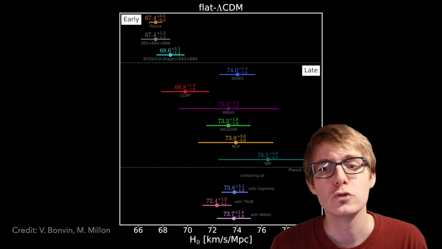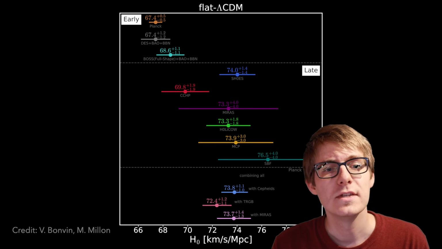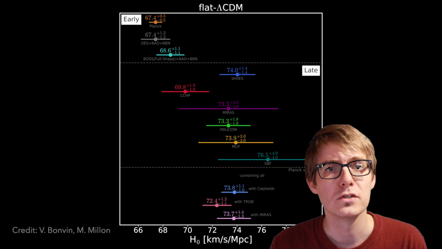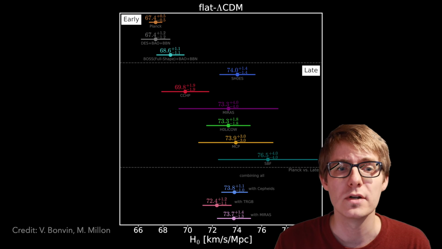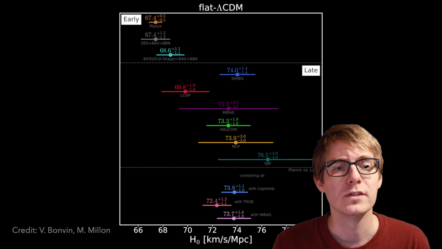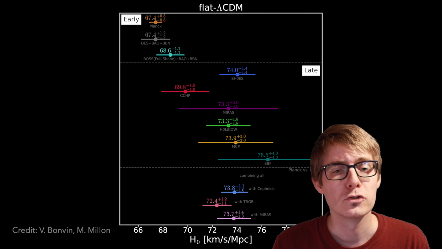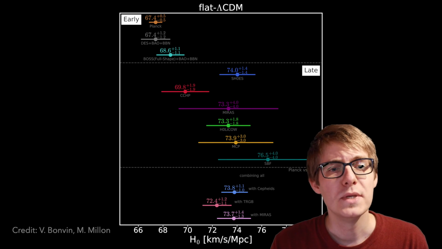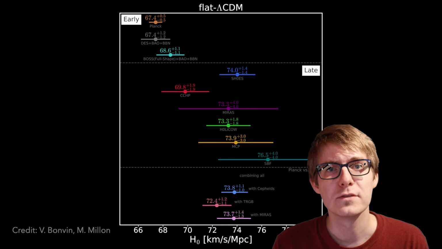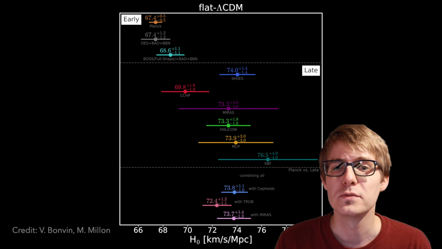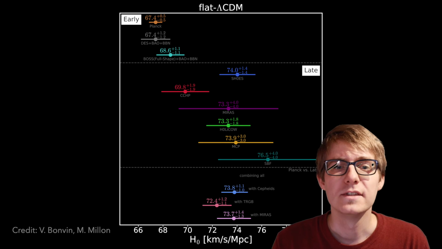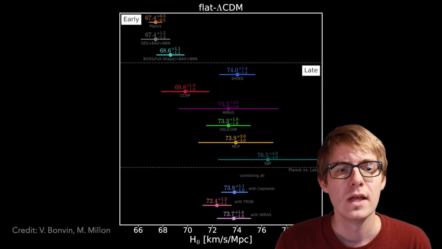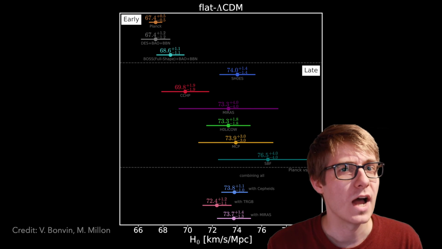SHOES uses supernovae mainly, CCHP uses red giants to estimate distances, MIRAS uses so-called Mira variable stars. HoliCOW is a collaboration that uses strong gravitational lenses to get H0. MCP uses megamasers, and SBF stands for surface brightness fluctuation. We can see that early measurements tend to lower numbers, late measurements to rather higher values.